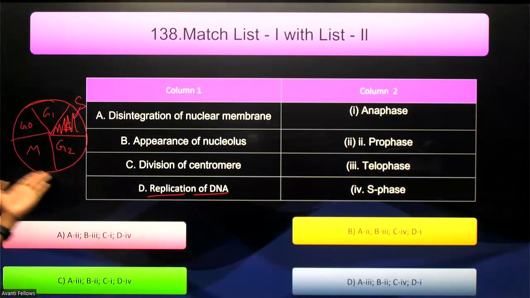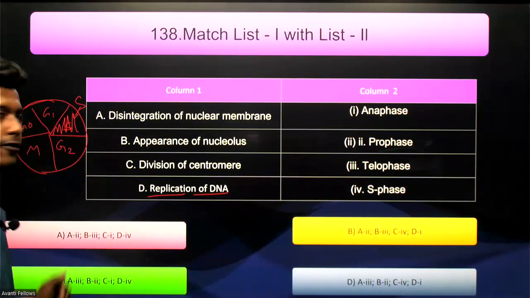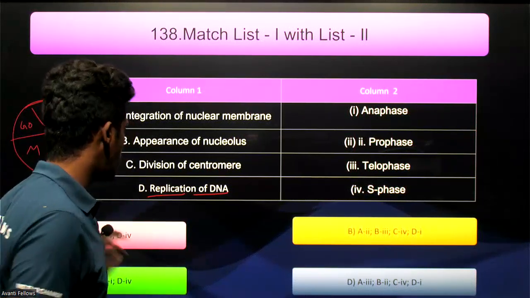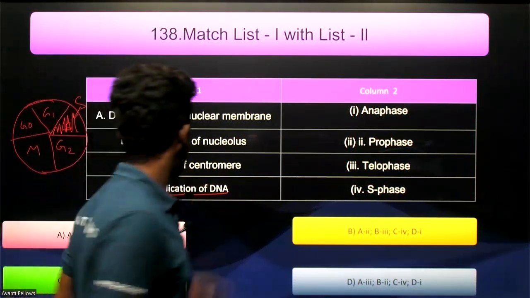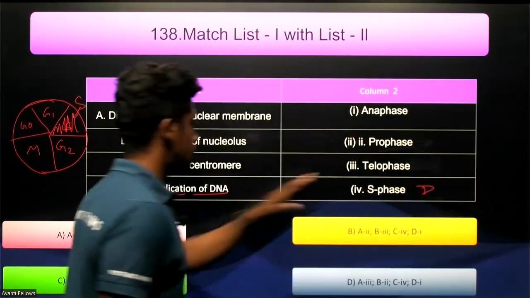See here, there is a lot of gap between the S phase and the M phase, so that is why it's very easy to remember. Replication of DNA happens during the S phase. So I'll write it as D. Okay, this is very, very easy.